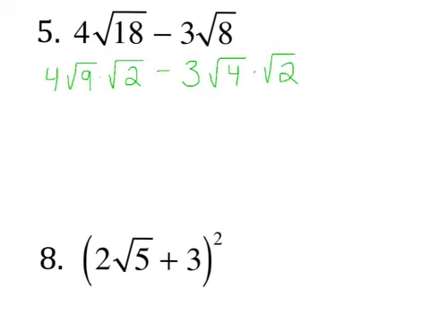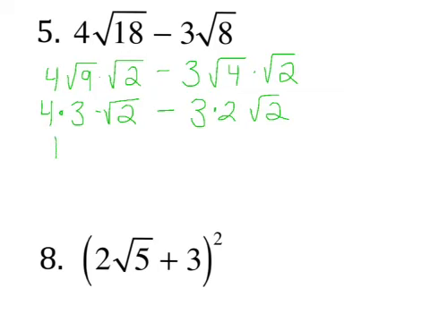We know the square root of 9 is 3. So now we have 4 times 3. And the 2 is just going to be left inside the square root. And we know the square root of 4 is 2. So after we multiply the numbers, we get 12 root 2 minus 6 root 2. Now the numbers have the same last name, they're like terms, and we can combine them. So 12 root 2 minus 6 root 2 is 6 root 2.